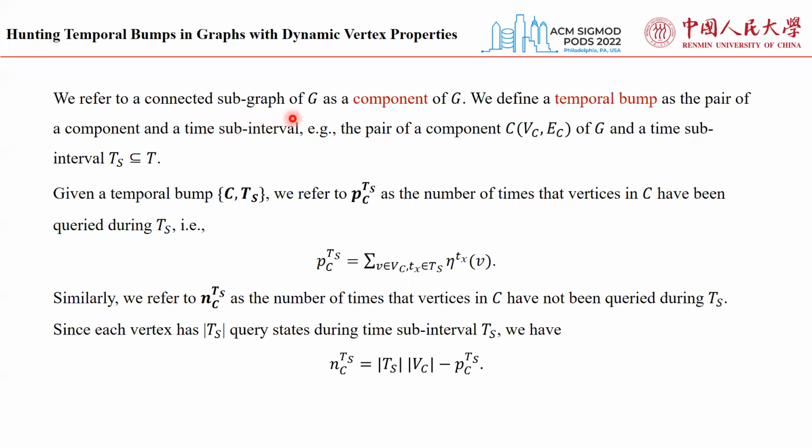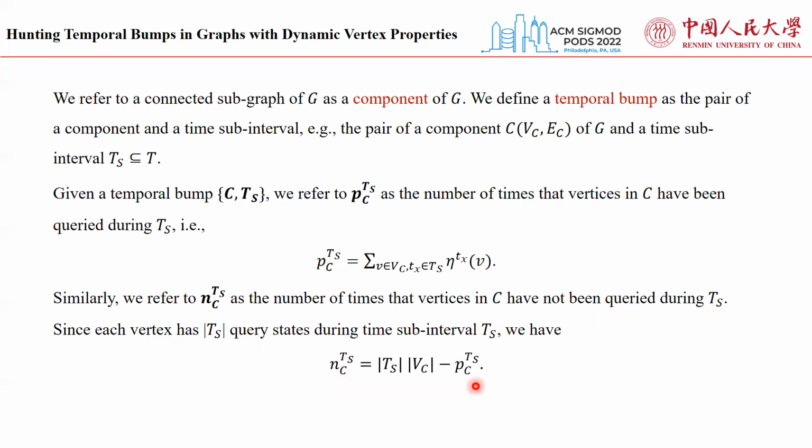We refer to a connected subgraph of G as a component of G. We define a temporal bump as a pair of a component and a time subinterval, i.e. the pair of a component C of G and a time subinterval Ts in T. Given a temporal bump (C, Ts), we refer to P(C,Ts) as the number of times that vertices in C have been queried during Ts. Similarly, we refer to N(C,Ts) as the number of times that vertices in C have not been queried during Ts.